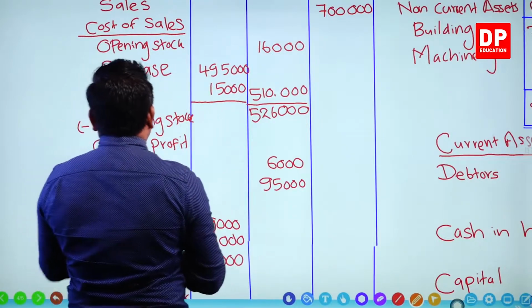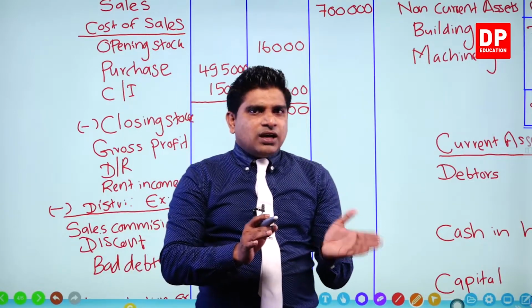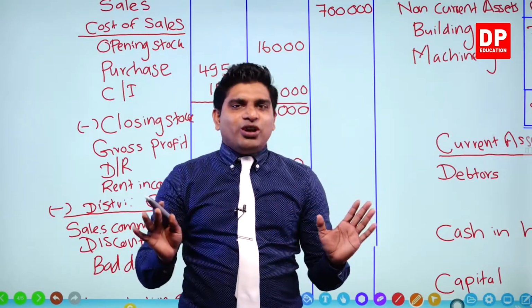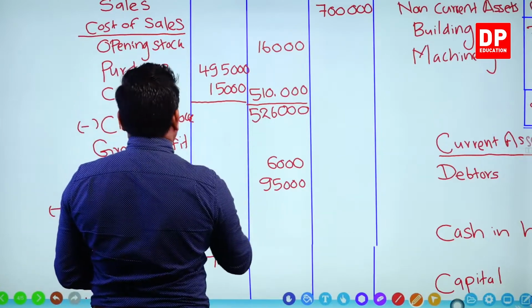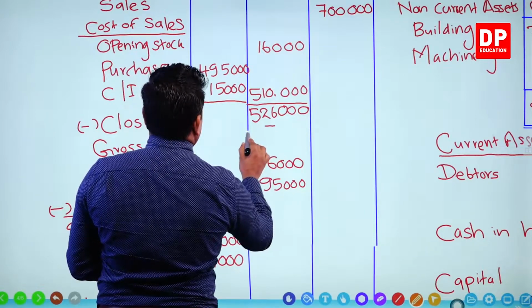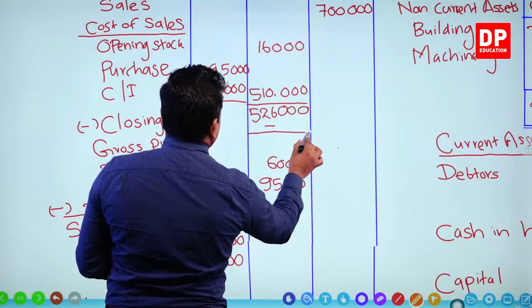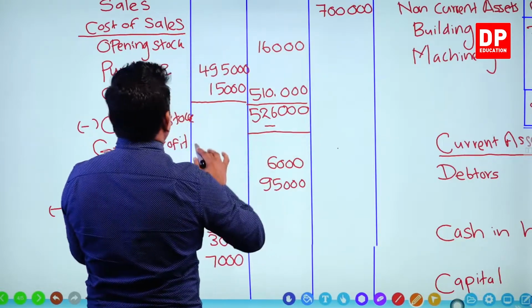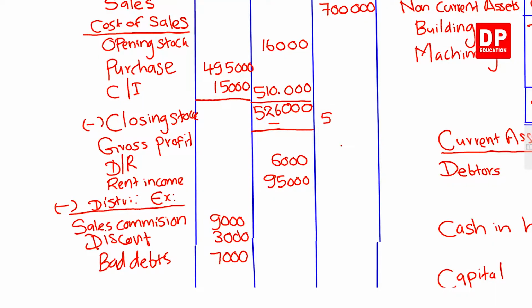Here I have written closing stock. Actually, have they given us closing stock? No, not given, so you neglect it. No closing stock, right? Then you can bring the same value to the next column. No closing stock, so cost of sales is also how much? 526,000. This is the cost of sales.